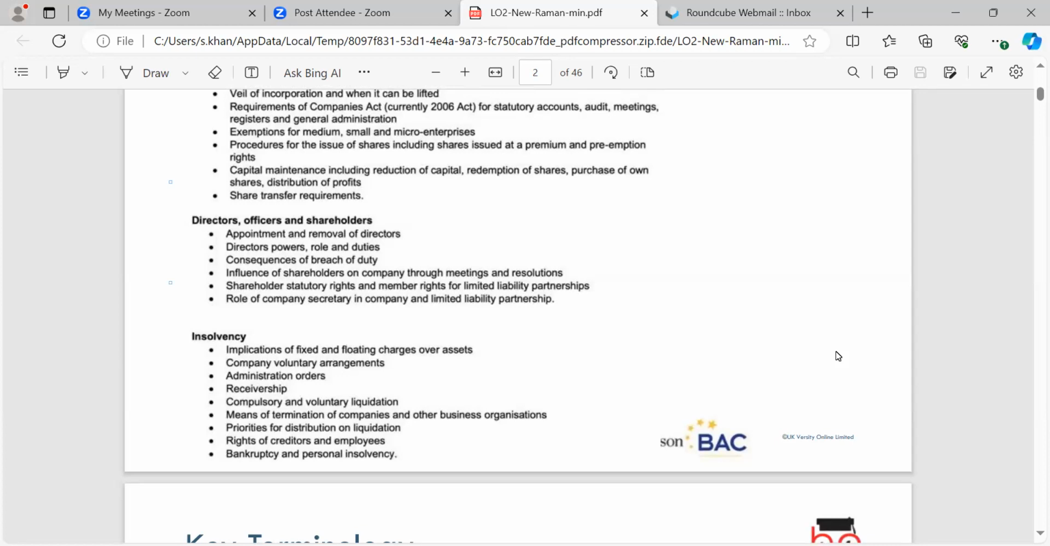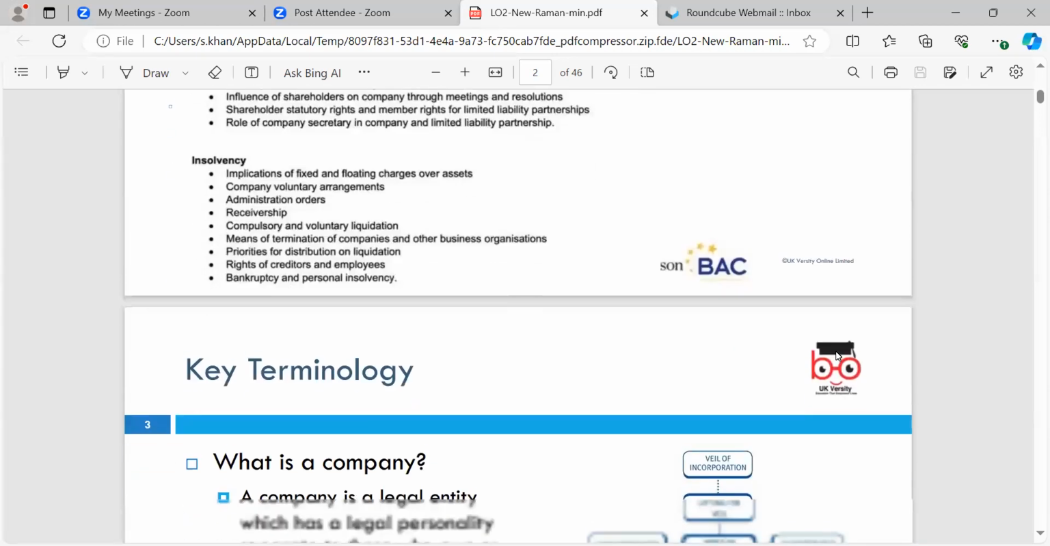And then we go on finally to insolvency, where we'll be looking at implications of fixed and floating charges over assets, company voluntary arrangements, administration orders, receiverships, compulsory and voluntary liquidation, means of termination of companies, priorities for distribution on liquidation, rights of creditors and employees, and bankruptcy and personal solvency.